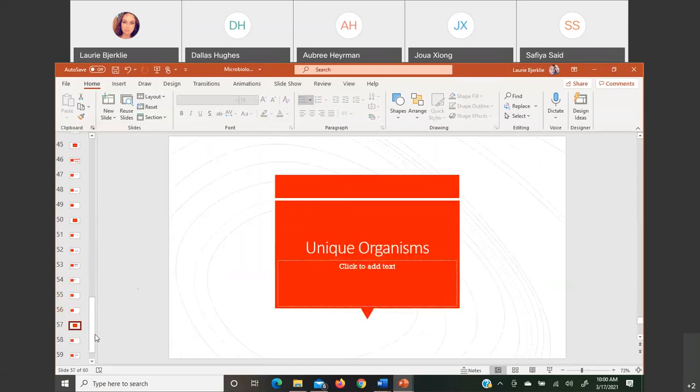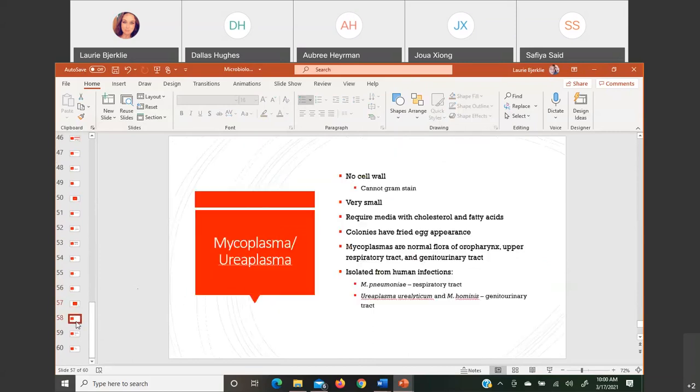Okay, moving on into some other unique organisms. We only have three slides left. Mycoplasma and ureaplasma are separated out because they have no cell walls. You cannot gram stain them. Again, we could use that acridine orange fluorescent dye technique to bind to the nucleic acids to tell us they're there. They're very small, and you pretty much can't grow them out normally.